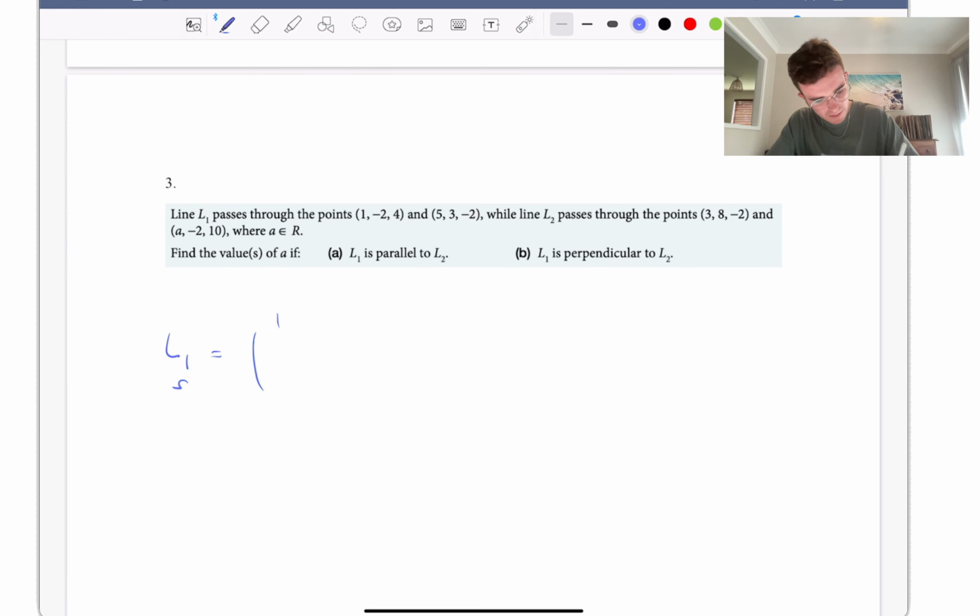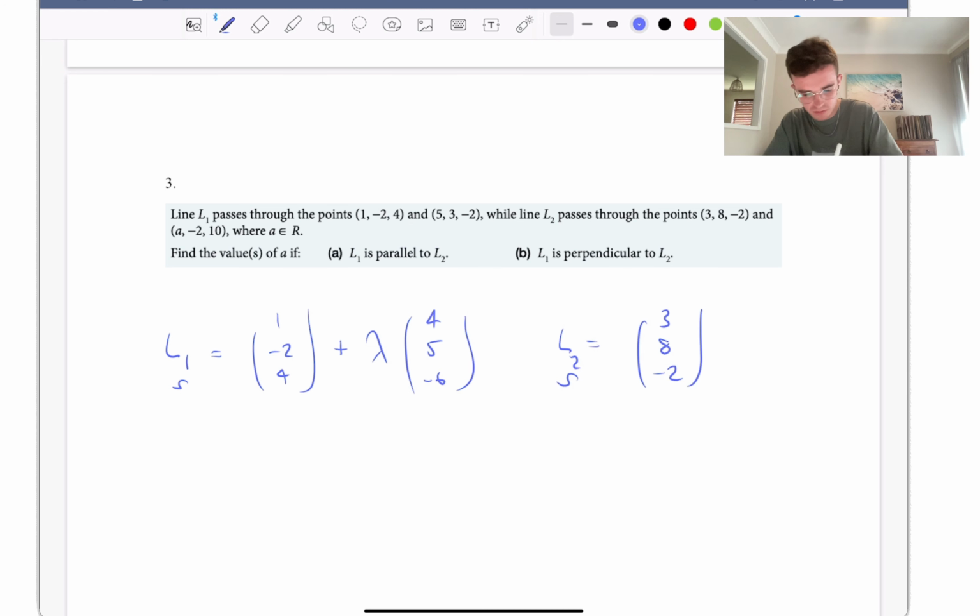It's going to be 1, minus 2, 4, plus some lambda outside of. We're going from here to here, so it's going to be 4, 3 minus 2 is 5, and minus 2 minus 4 is minus 6. And L2 is going to be 3, 8, minus 2, plus some lambda. And we might call this lambda 1 and this lambda 2. Plus lambda 1, we'll call this lambda 2.